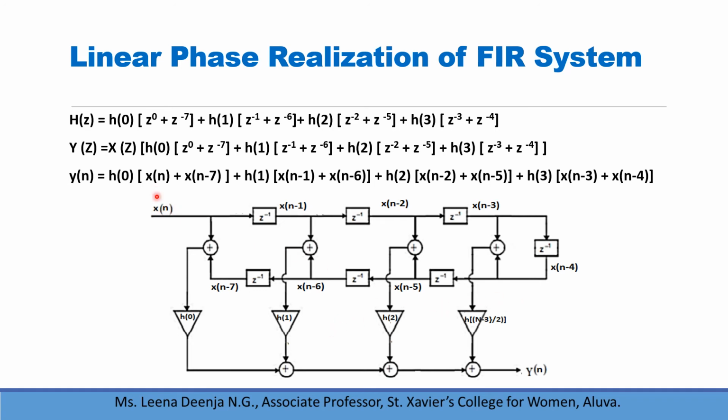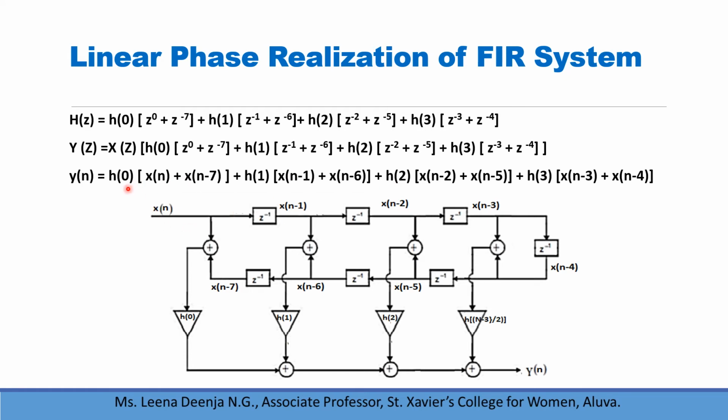So here our input is x of n and the output is y of n. And for this, first we take the inverse Z transform of x of n, then we get x of n minus 1. Then again we take inverse Z transform, that is x of n minus 2. Then again it is x of n minus 3. Again it is x of n minus 4. Again when we take this, it is x of n minus 5. Then again it is x of n minus 6. Again we take this inverse Z transform. It is x of n minus 7. Now all the previous inputs and present input are ready.